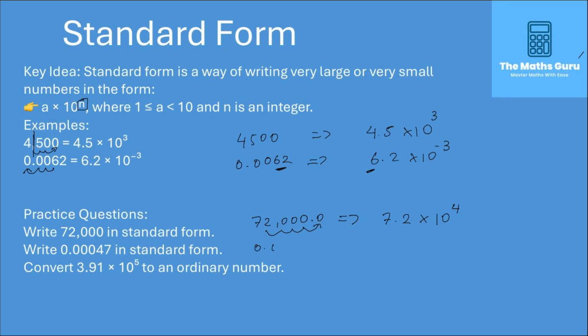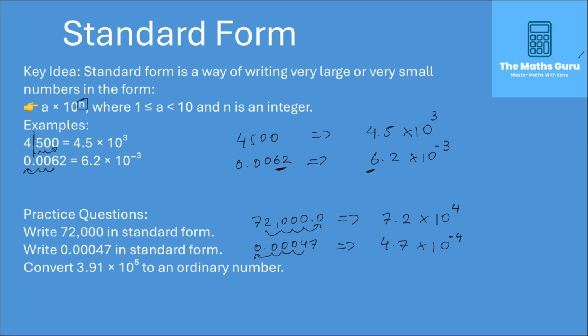Looking at 0.00047, we write this as 4.7 times 10. We've moved it 1, 2, 3, 4 places, so times 10 to the negative 4. We've moved it 4 spaces from right to left.